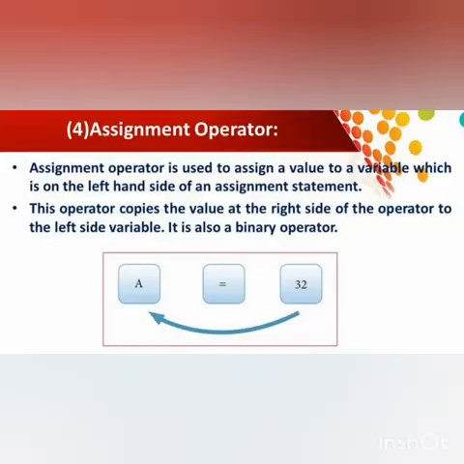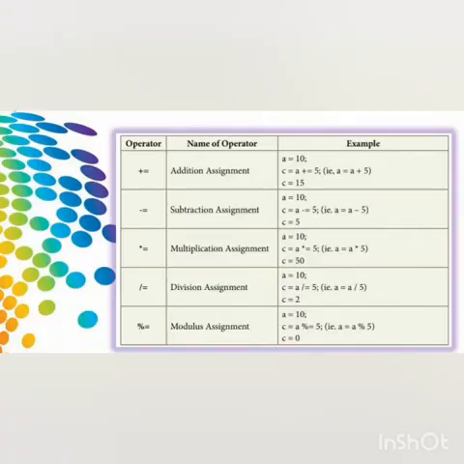The assignment operator can also come with the arithmetic operators. The operators are plus equal to, that is addition assignment, minus equal to, that is subtraction assignment, then asterisk equal to, this is multiplication assignment, then slash equal to, division assignment, and modulus equal to, this is modulus assignment. Now let's see some examples.